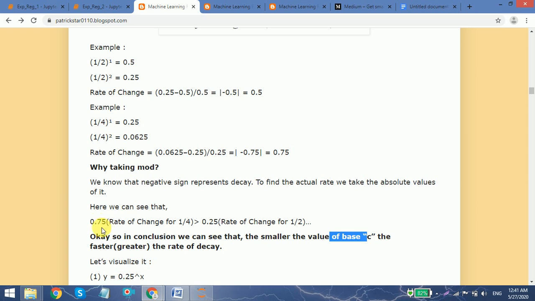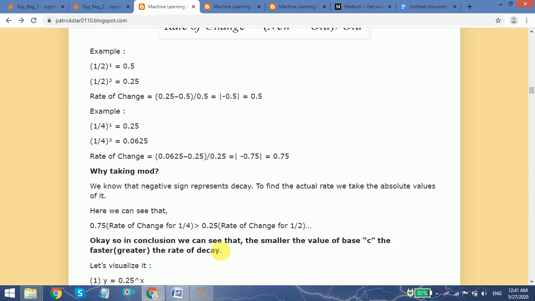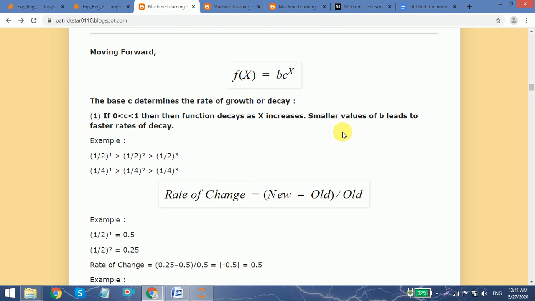So our rate of decay for 1/2 was 0.5, and our rate of decay for 1/4 was 0.75. So our value of c, that was 1/4 here, and that was 1/2 here. So as we decrease the value of c, our rate of decay increases. Okay, so that was our hypothesis here.